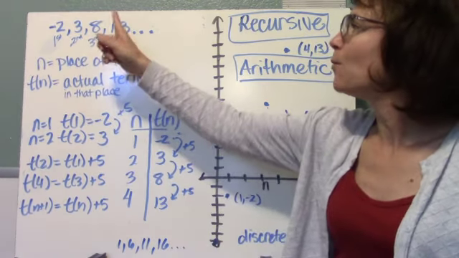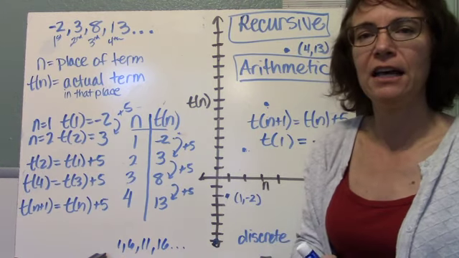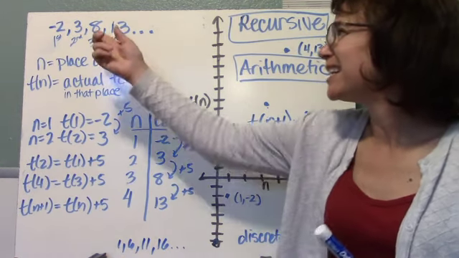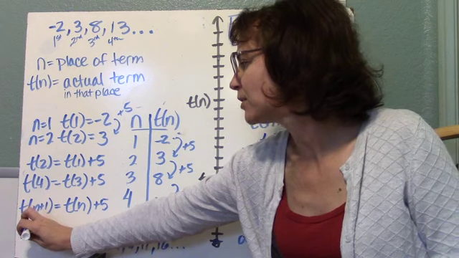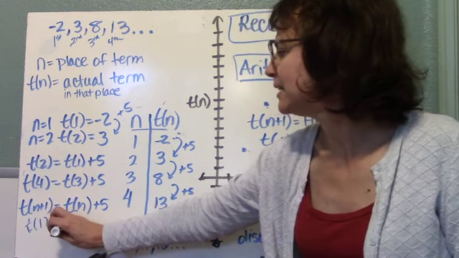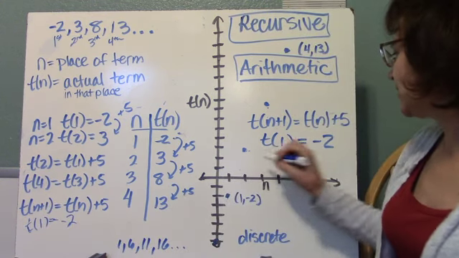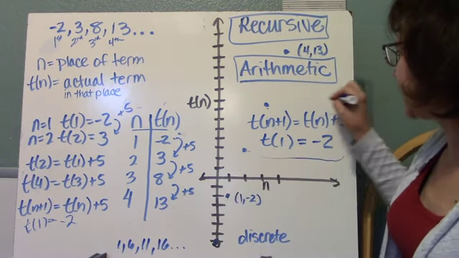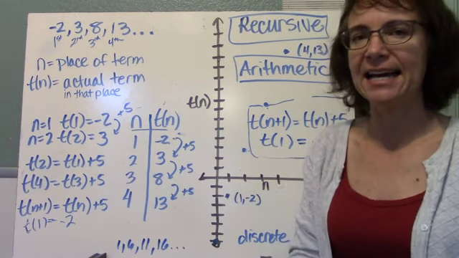And so I need one other piece of information all the time when I write recursive equations. I need to know where it's starting, or at least one term in there, so I can figure out where it's starting. And so to include in my recursive equation, I need that t of 1 equals negative 2. Really any term here. So t of 1 equals negative 2. This together gives me my recursive equation. So it has to have two parts.